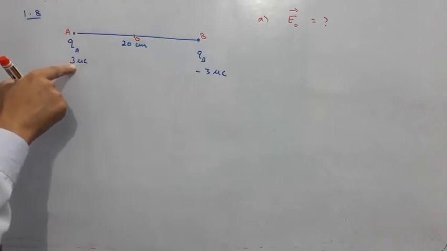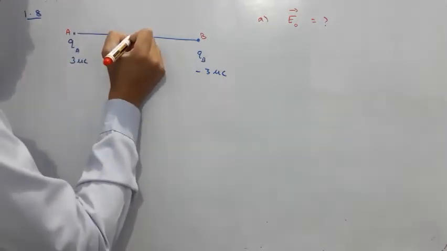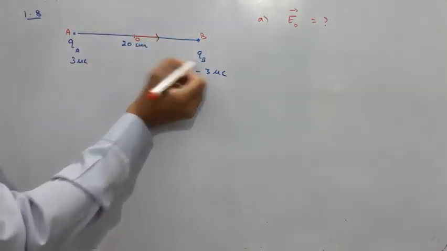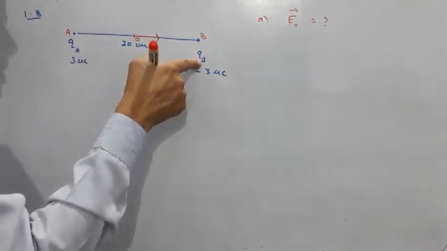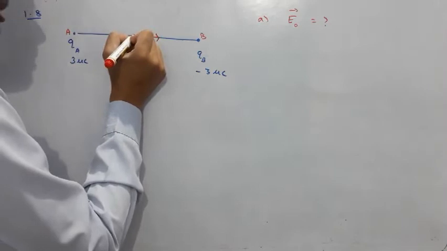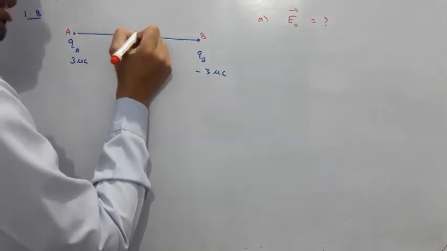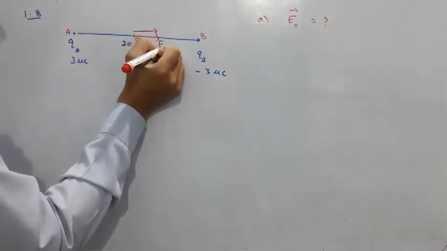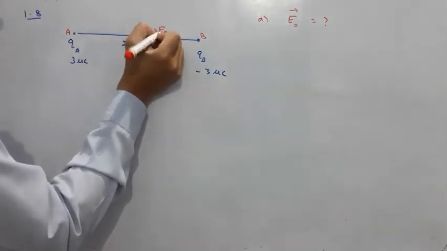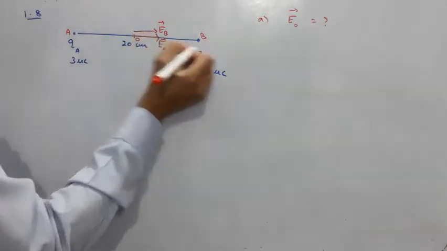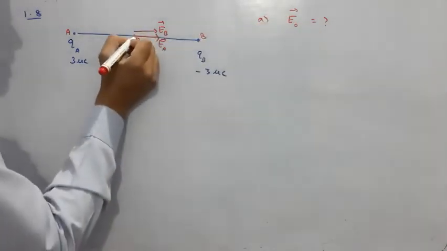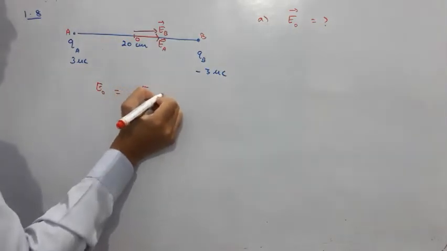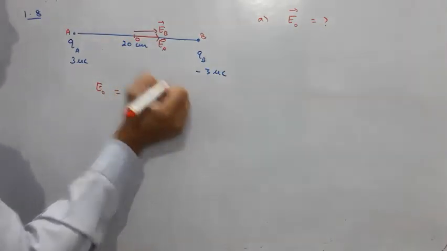Now see, this is positively charged. Its electric field will be directed away from it, like this. This is negatively charged. So due to this, the electric field will also be in the same direction. So both these fields will be in the same direction. This is the field due to A and this is the field due to B. They are in the same direction. That's why the net field, the electric field at O, how will you calculate? Simply we will add them, EA plus EB.